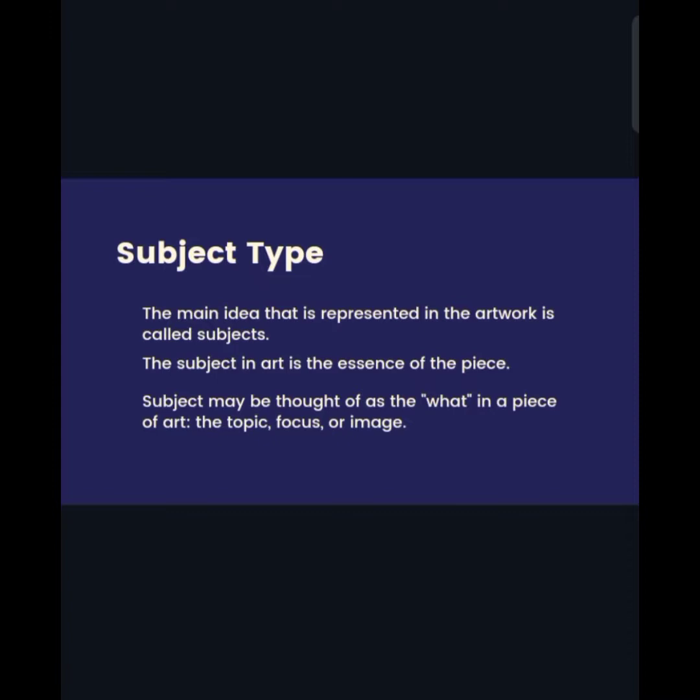So, to determine subject matter in a particular piece of art, ask yourself: what is actually depicted in this artwork? What is the artist trying to express to the world? What is his or her message, and how are they going to convey the message?